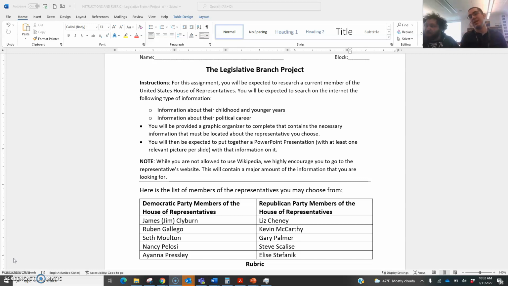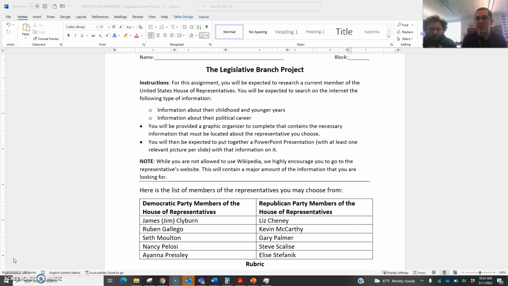But what we're going to be doing today and over the course of the next few days is going to be the legislative branch project. For this particular assignment, you will be expected to research a current member of the House of Representatives. You're going to be expected to search on the internet for information about their childhood and younger years, as well as information about their political career. You will be provided a graphic organizer, which we'll see in just a moment, to complete that contains the necessary information that must be located about that representative that you choose.